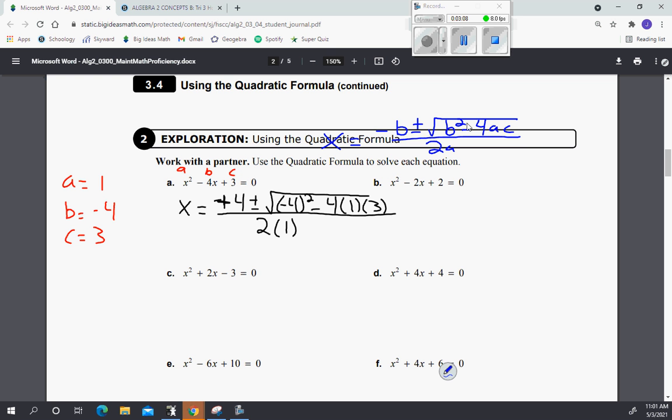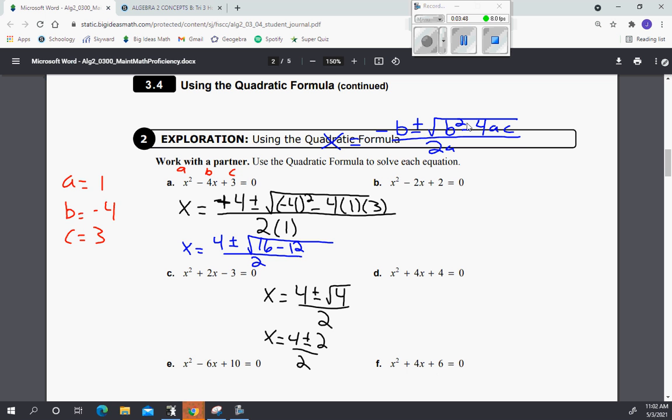But now we just solve, or simplify. x equals 4 plus or minus the square root. Do we know what negative 4 squared is? Yep, it's 16. Minus 4 times 1 times 3, that's just 12. All over 2. Next step, solve inside that square root. So 4 plus or minus the square root of 4 over 2. So x equals 4 plus or minus 2 over 2. And here's where we have to solve.